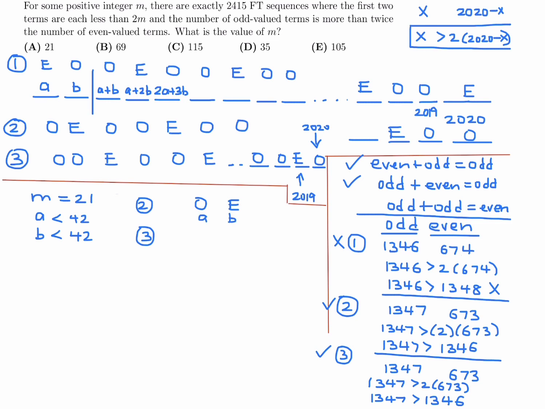So it's very important that you do not reverse it, because this is valid, but this is not. All right? So be careful there. Now, I have to figure out how many A's are there and how many B's are there. Well, A is less than 42. A is an odd number. How many odd numbers are there less than 42?